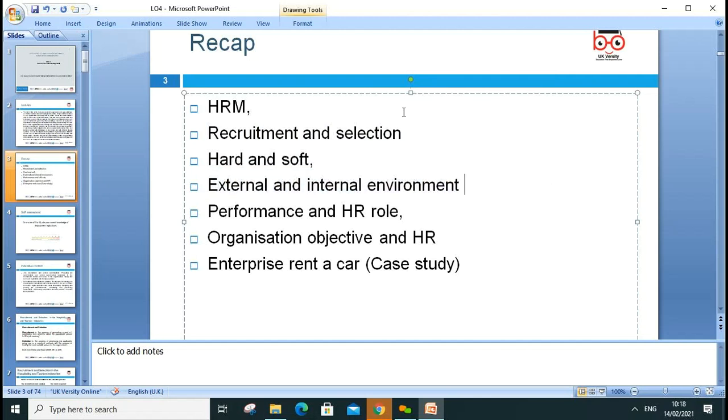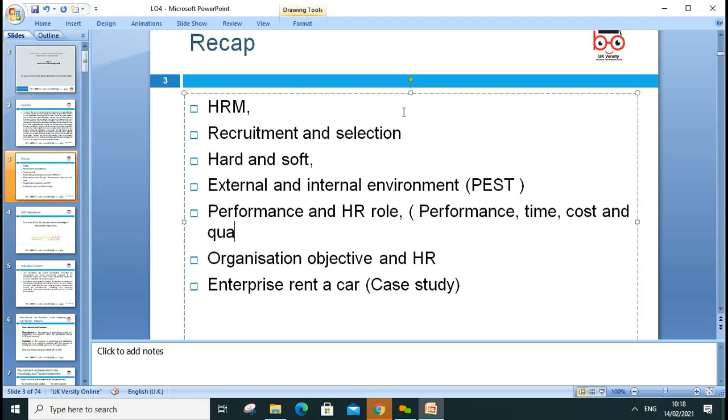We discussed the hard and soft approach. We discussed the internal and external environment, internal within our organization and external outside. We discussed the factors, which a couple of you remember best: political, economic, social, and technological. So today we link our discussion with technology, why technology is becoming more important, and how technology can play a role in preparing our job specification, advertising, and the recruitment and selection process.